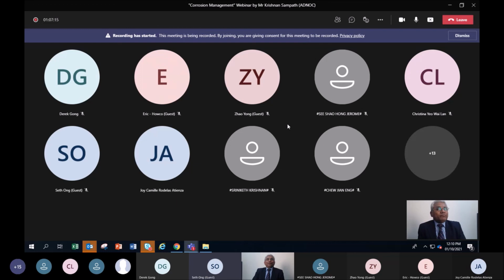I cannot overemphasize this. Apart from this, I would like to bring in the 5 different values of ADNOC. They are about being responsible, being respectful, being collaborative, being progressive, and last but not least, being efficient.